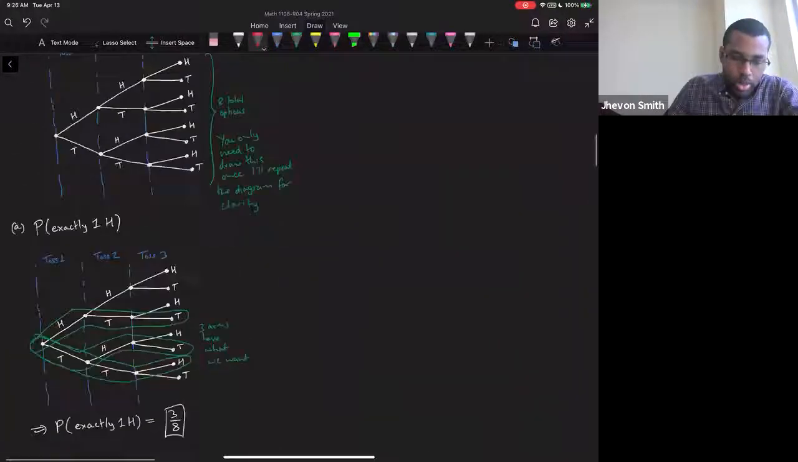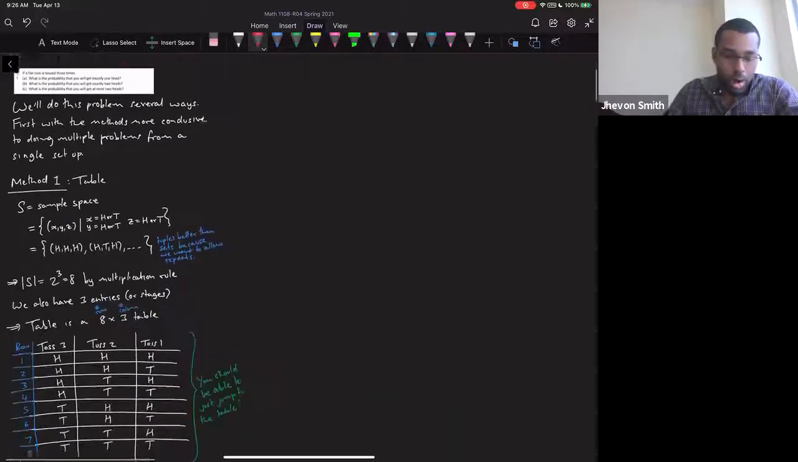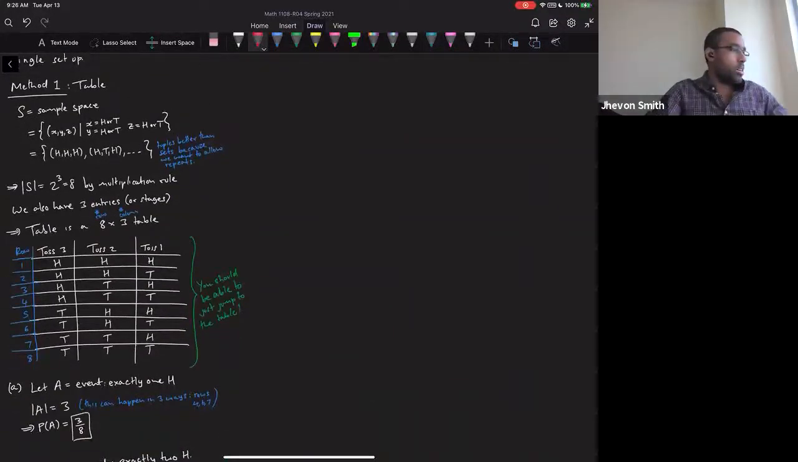So here's how we're applying our knowledge of probability to solving problems. Hopefully that's clear and you're catching on.